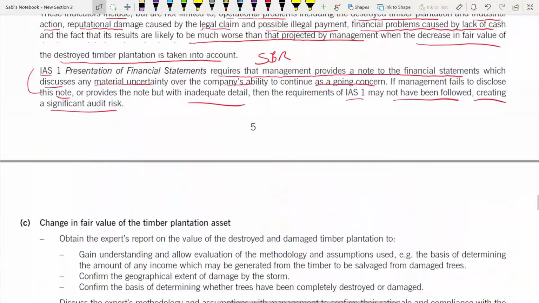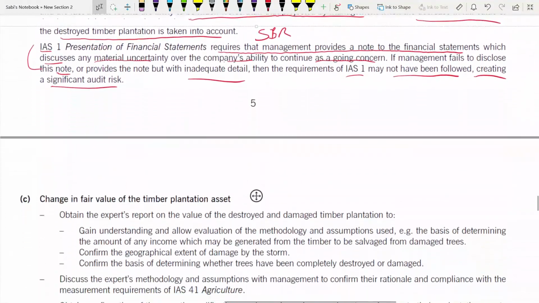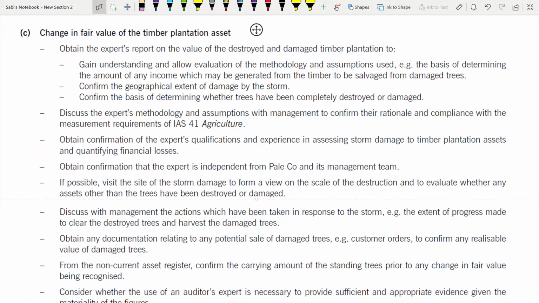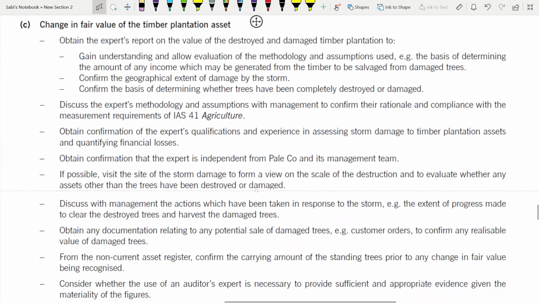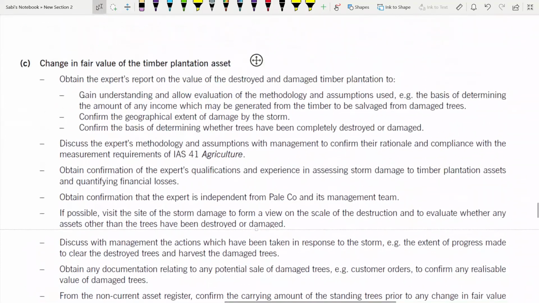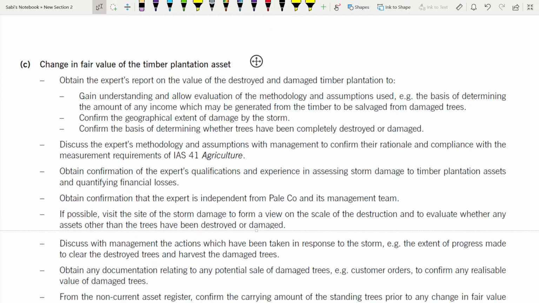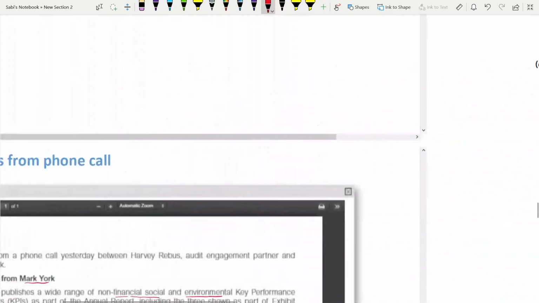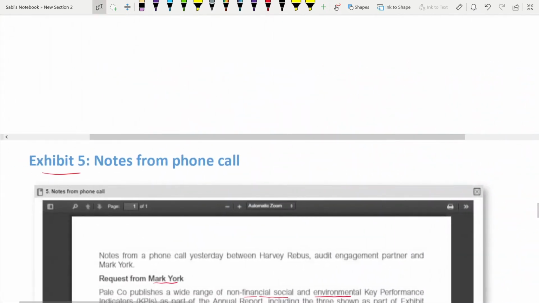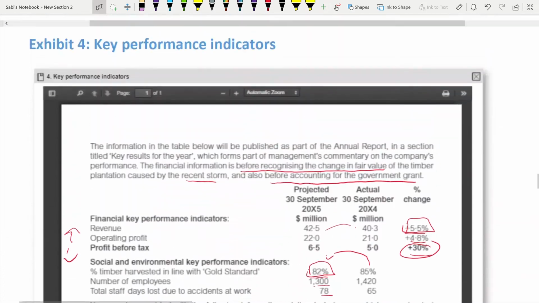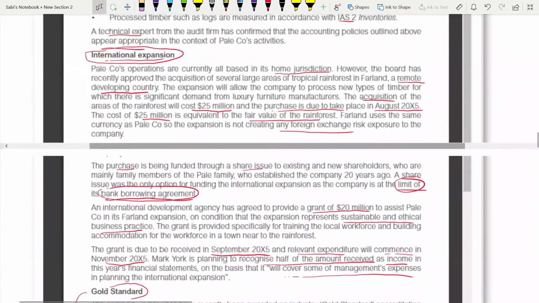So that's it for part A and B. Now let us go to part C. Part C is for 6 marks. If you see the answers also, there are so many points, but you just have to write 6 points. Any 6 points will give you 6 marks. So, changes in the fair value of the timber plantation asset. Let us go to part C requirement again. It's always a good idea that you keep on revisiting your requirements, because you will forget otherwise.